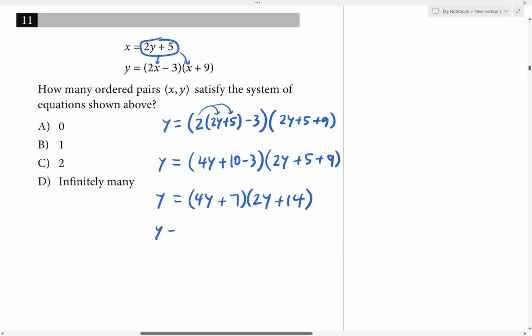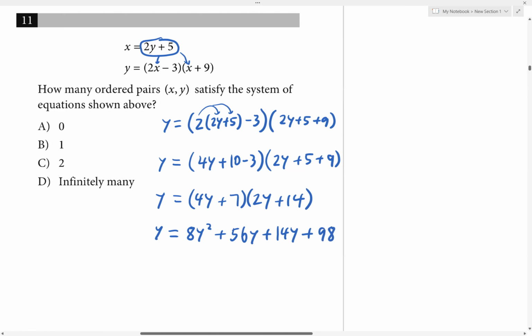Okay, so on the right side, we can multiply this out. So this will be FOIL. 4y times 2y is 8y squared. Plus the outside term, the other term is 14 times 4, that should be 56, okay, 56y. Plus the inner term, 7 times 2y is 14y. Plus last term times last term, 7 times 14 is 98.